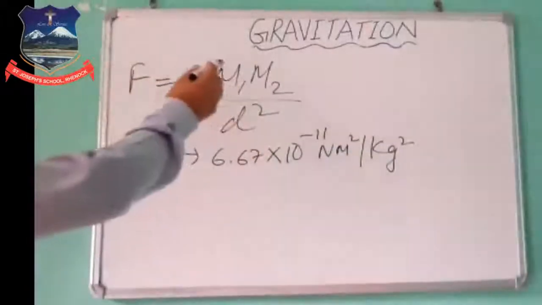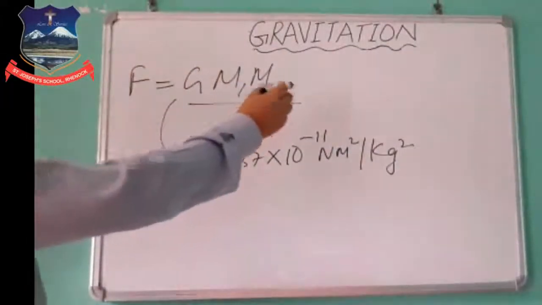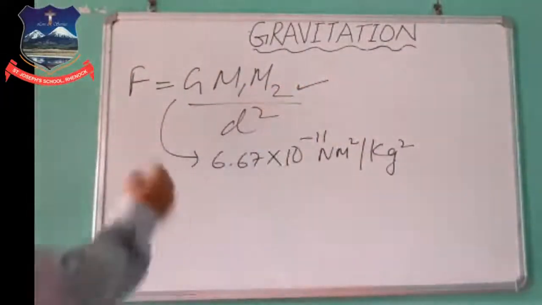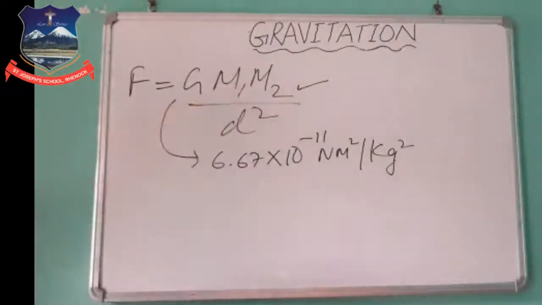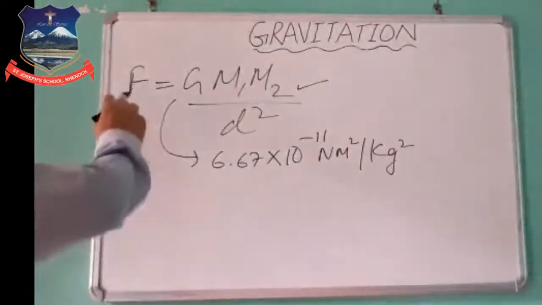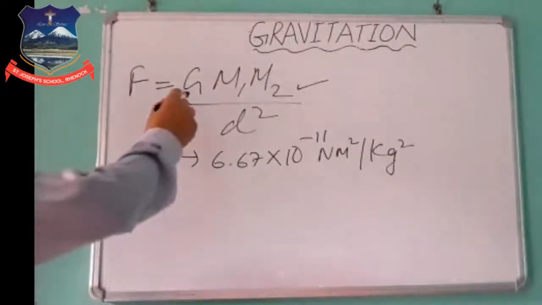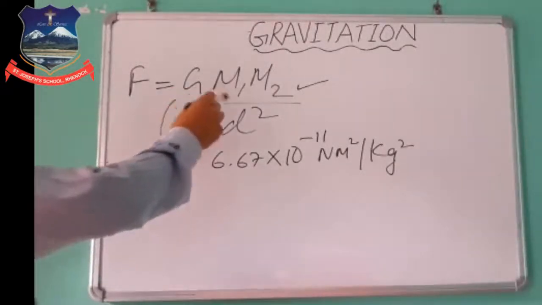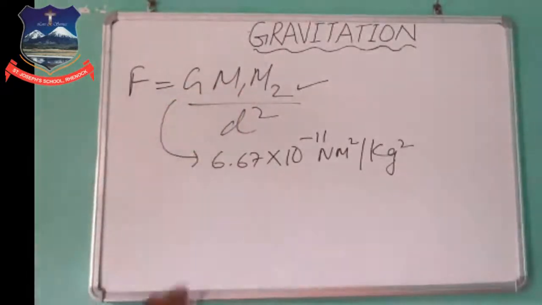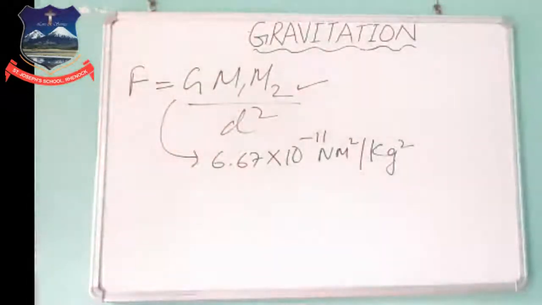Now from Newton's law of gravitation, we got this relationship, that is F equals G m1 m2 divided by d square, in which F is the gravitational force, G is the universal gravitational constant, m1 and m2 are the masses of two bodies, and d is the distance between the two bodies.